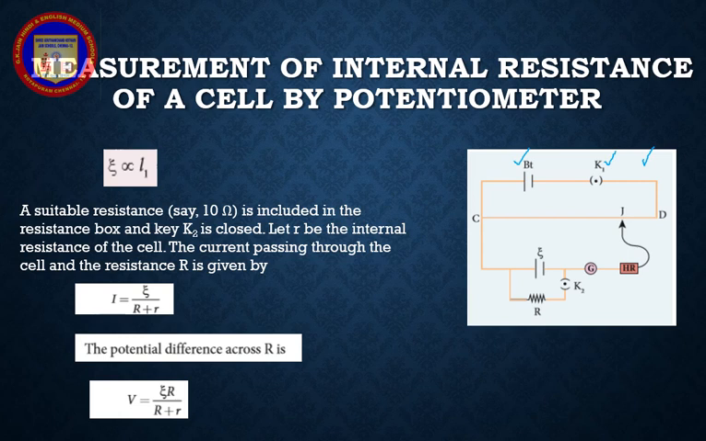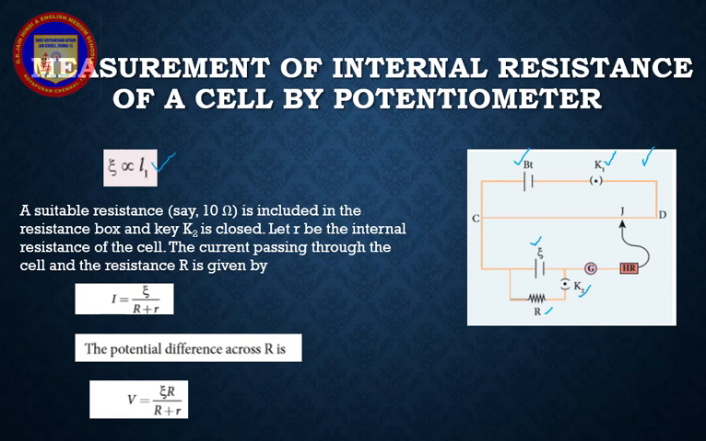The positive terminal of the cell ξ, whose internal resistance is to be determined, is connected to the end C of the wire. The negative terminal of the cell ξ is connected to the jockey through a galvanometer and a high resistance. A resistance box R and key K2 are connected across the cell ξ. With K2 open, the balancing point J is obtained and the balancing length CJ equal to L1 is measured. Since the cell is in open circuit, its EMF ξ is directly proportional to L1.